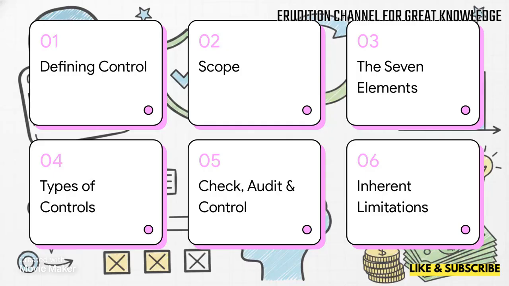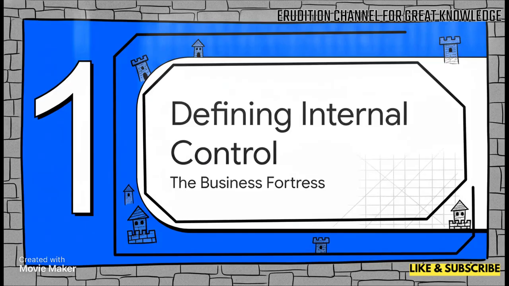All right, here is our roadmap for today. We're looking at 6 key areas to get you exam ready. First, defining internal control. Second, the scope, administrative versus accounting. Third, the 7 basic elements. Fourth, types of internal controls. Fifth, we'll break down check, audit, and control. And finally, number 6, we'll look at the inherent limitations. Let's dive right into Section 1, defining internal control.